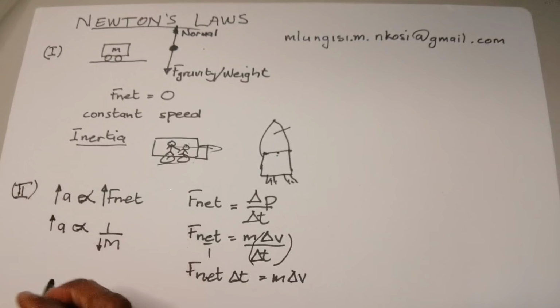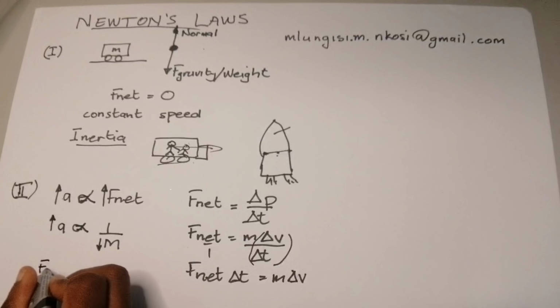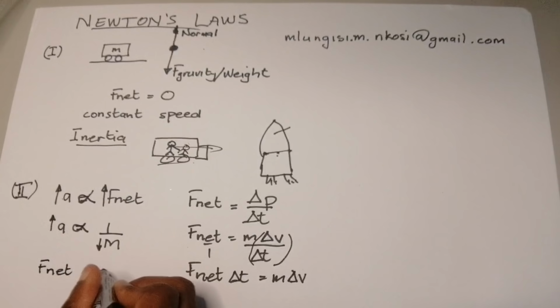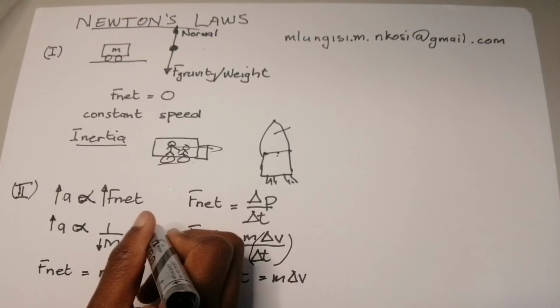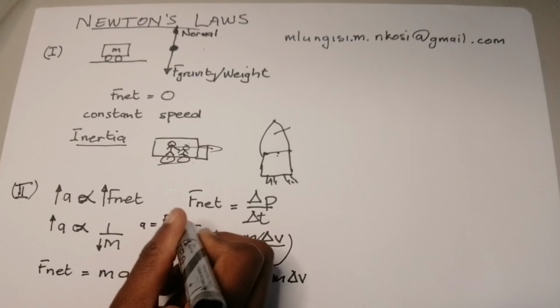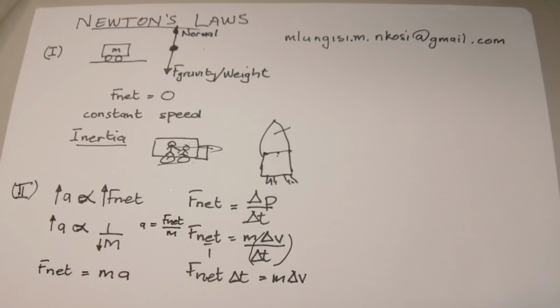Now, putting all of this together, this is where we said F net is equal to ma. Notice we just rearranged this. So if you wanted to, you could have simply said a is equal to F net over m. So in this case, we're putting an equal sign there. We're saying if your mass is constant, acceleration is directly proportional to the net force. If the net force is constant, then acceleration is inversely proportional to the mass.